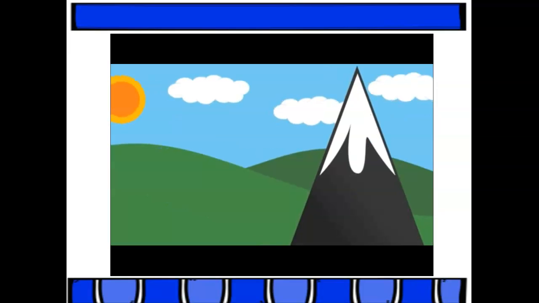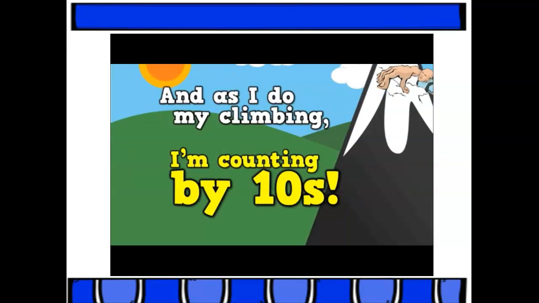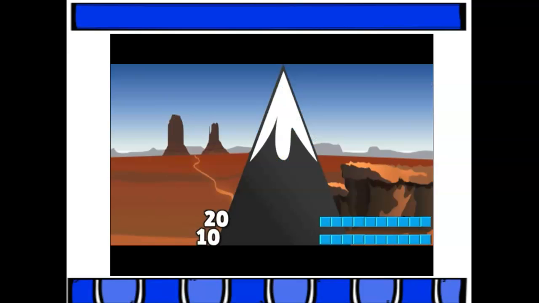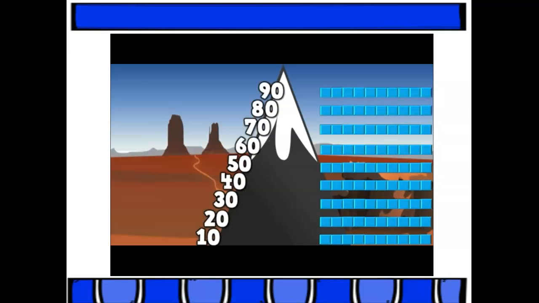I'm climbing up this mountain from beginning to end. And as I do my climbing, I'm counting my tens. 10, 20, 30, 40, 50, 60, 70, 80, 90, 100.